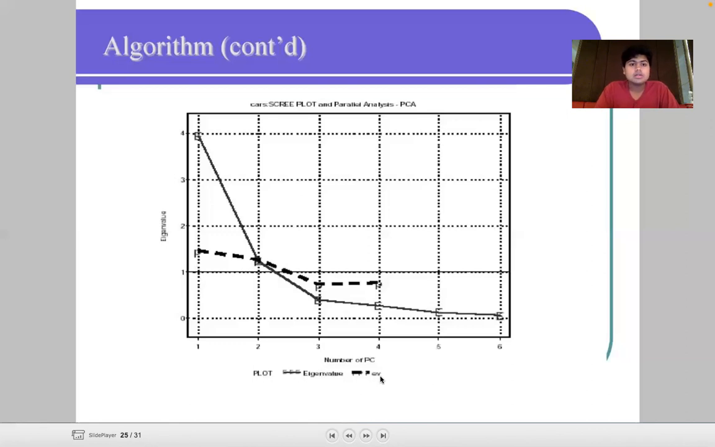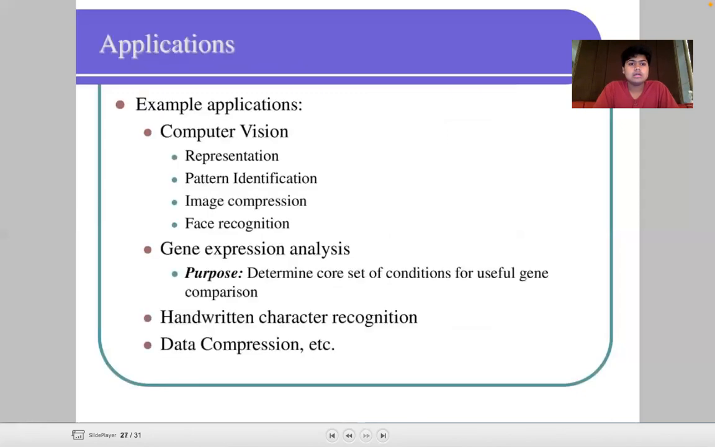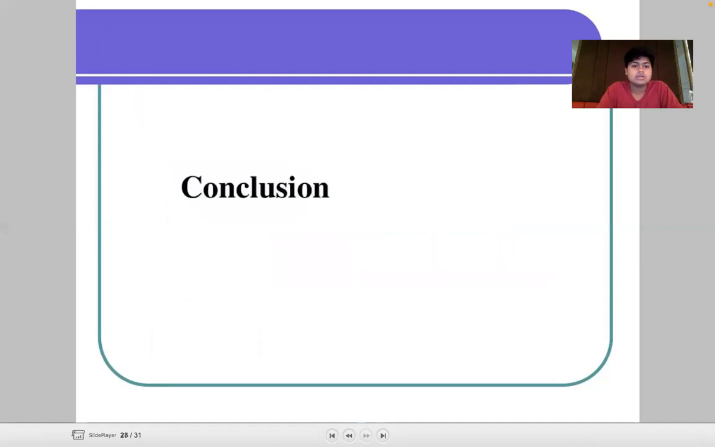So coming to the applications. Here you can see computer vision, representation, pattern identification, image compression, and face recognition. We also have gene expression analysis, whose purpose is to determine the core set of conditions for useful gene comparison. And there are many more: handwritten character recognition, data compression, etc.